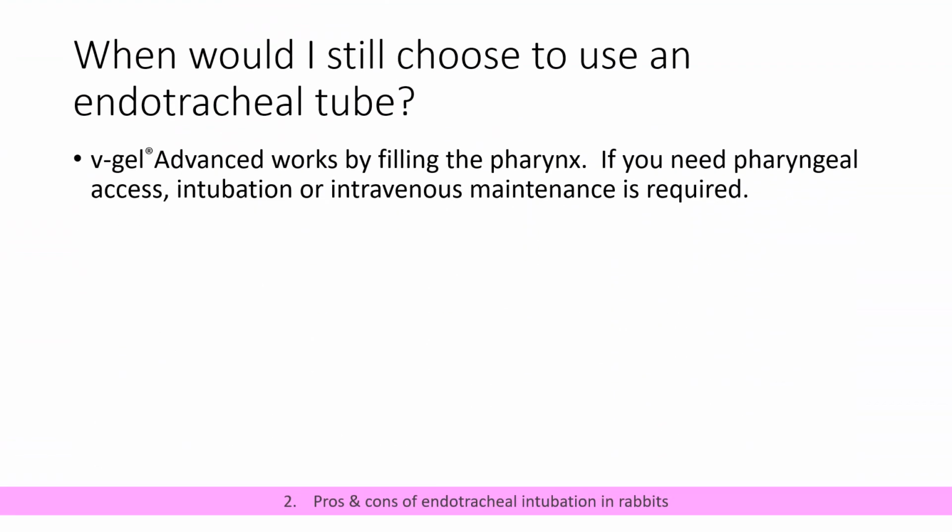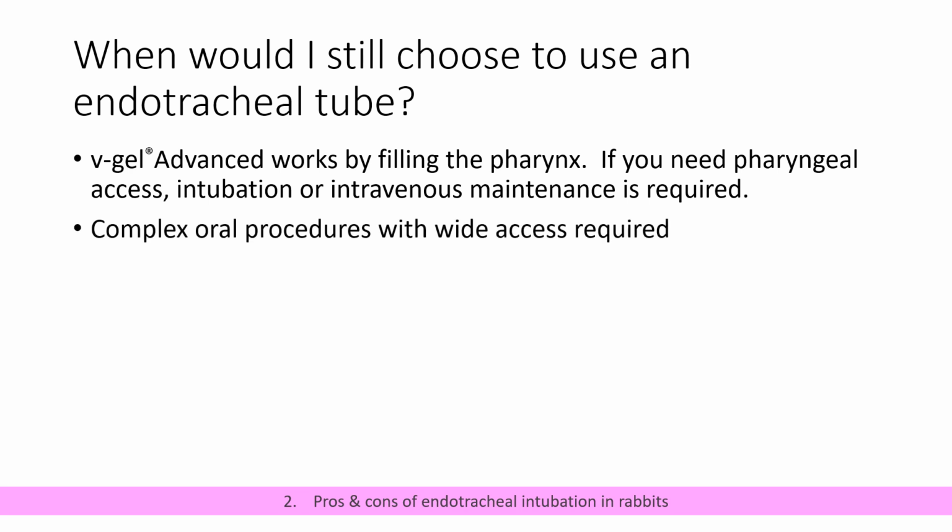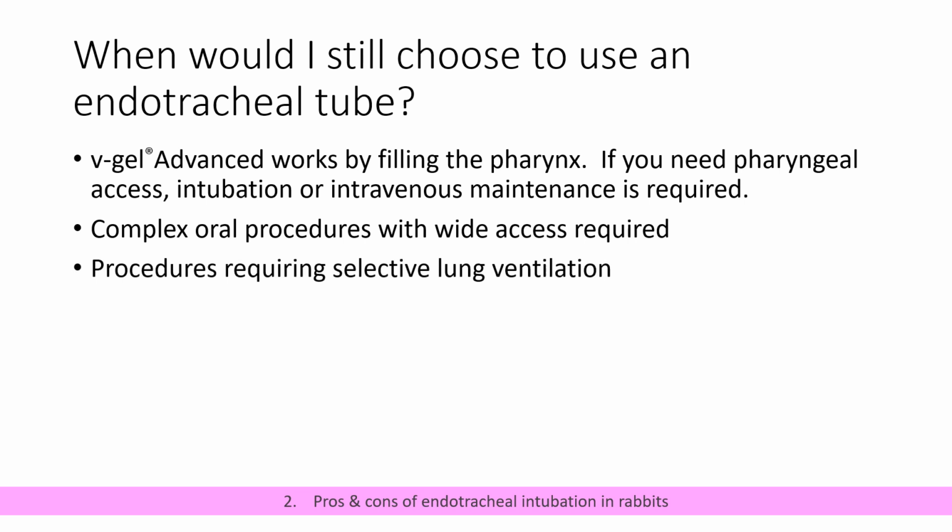Okay, so when would I still choose to use an endotracheal tube? Well, there are certain situations. v-gel and v-gel advanced devices work by filling the pharynx. They are forming a seal around the larynx. So if you need to access the pharynx, you're going to need to use an intubation technique, or alternatively, you're going to need to maintain your patient on intravenous agents. If you need very wide access to the mouth for complicated oral procedures, then although the v-gel advanced devices have reduced bulk, you're still going to need, in certain situations, more access. You may choose to intubate at that point.